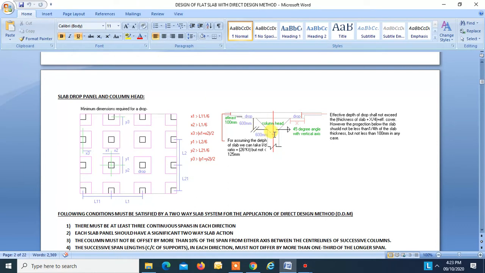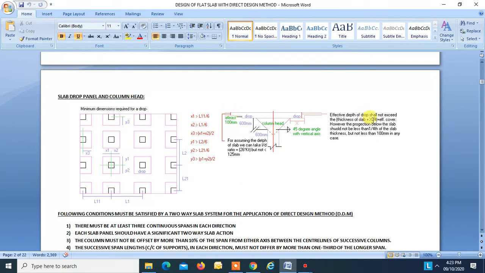Say suppose you are providing a larger angle than 45, say suppose 60 degrees, then the concrete below this line will be neglected, will not be considered in design. Okay? So only this portion will be considered in design. Effective depth of drop shall not exceed the thickness of slab. Okay, effective depth of drop will not exceed thickness of slab.